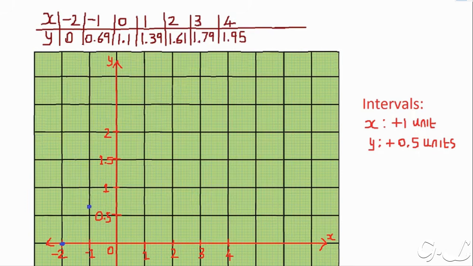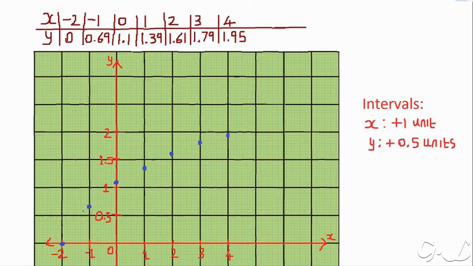Again, negative 1, 0.69 is somewhere there. Again, 0, 1.1 is somewhere there. Again, 1, 1.39 is somewhere there. So 2, 1.61 is somewhere there again. Again, 3, 1.79 is somewhere there. Again, 4, 1.95 is somewhere there.